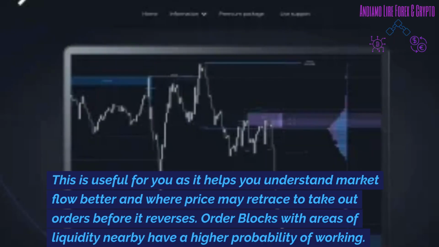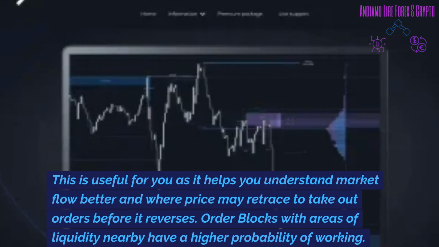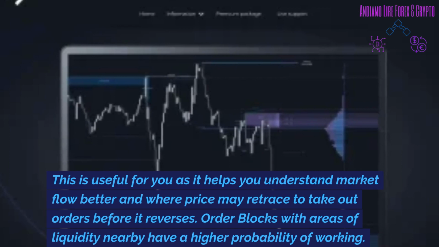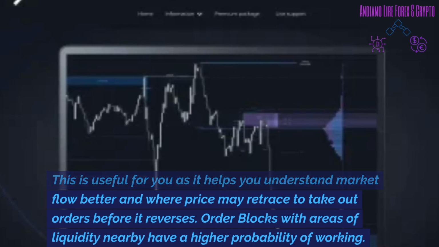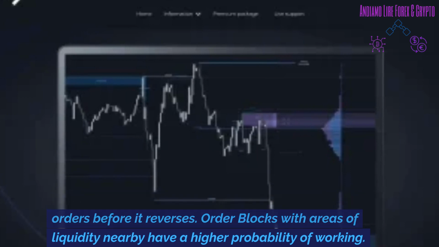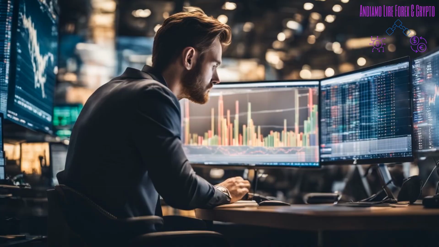This is useful for you as it helps you understand market flow better and where price may retrace to take out orders before it reverses. Order blocks with areas of liquidity nearby have a higher probability of working.